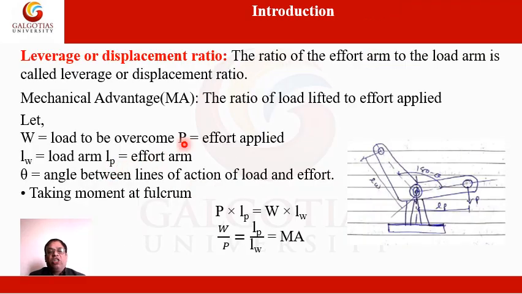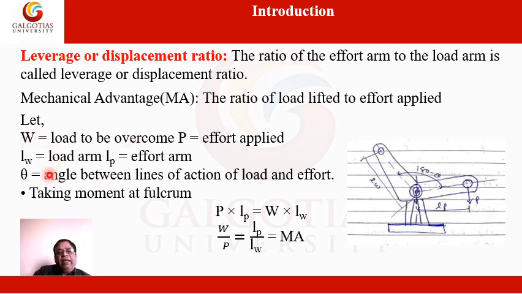Leverage or displacement ratio: the ratio of effort arm to the load arm is known as displacement ratio. Mechanical advantage is the ratio of the load lifted to effort applied. It is very similar to the efficiency term. So why are we using levers in our engineering applications? By applying less effort, we can lift or move a larger load.